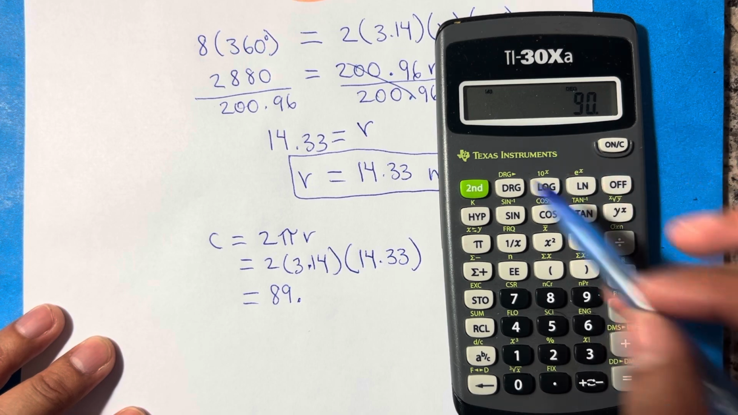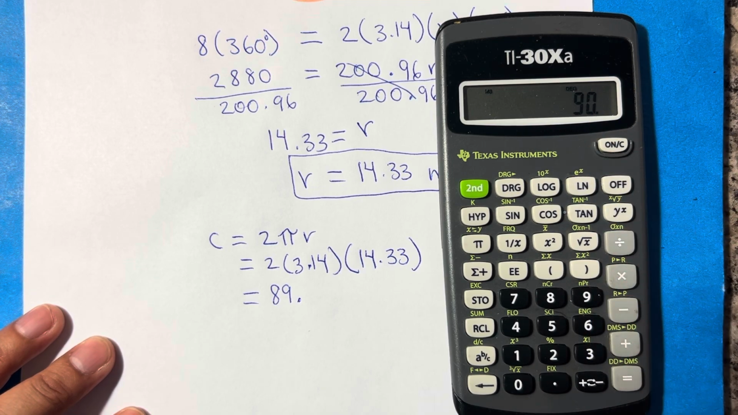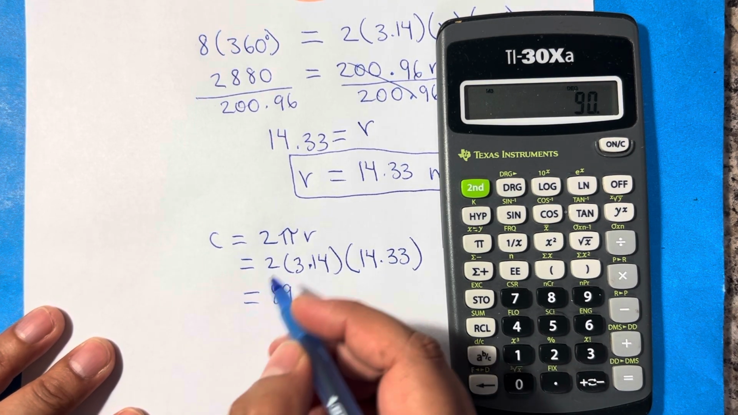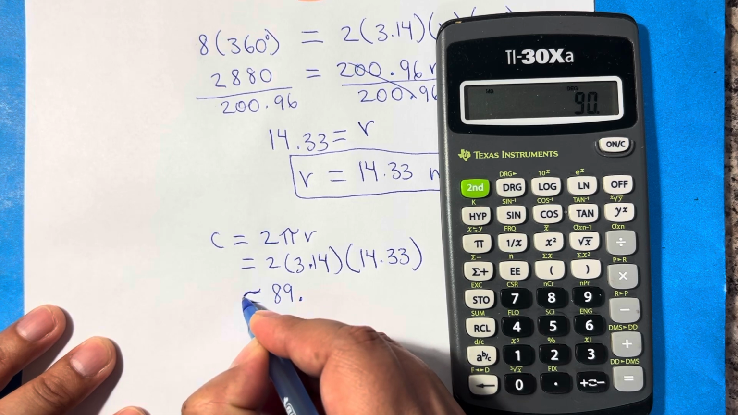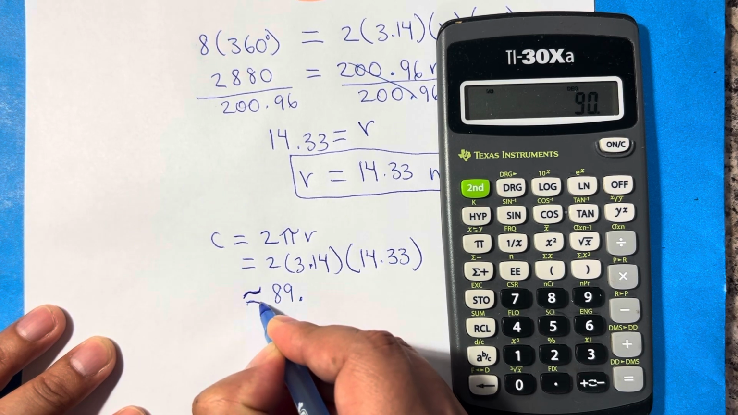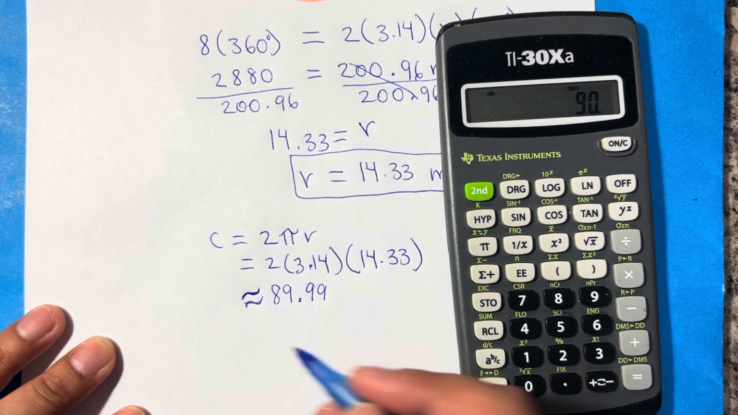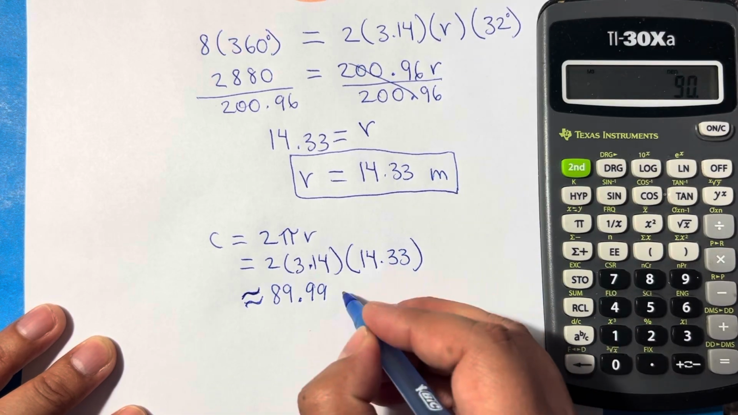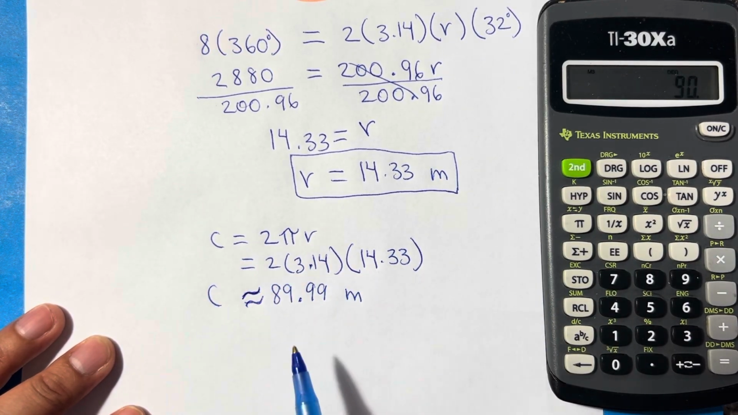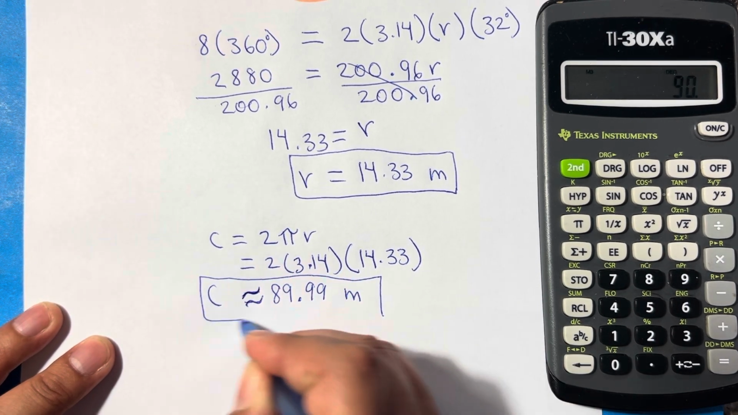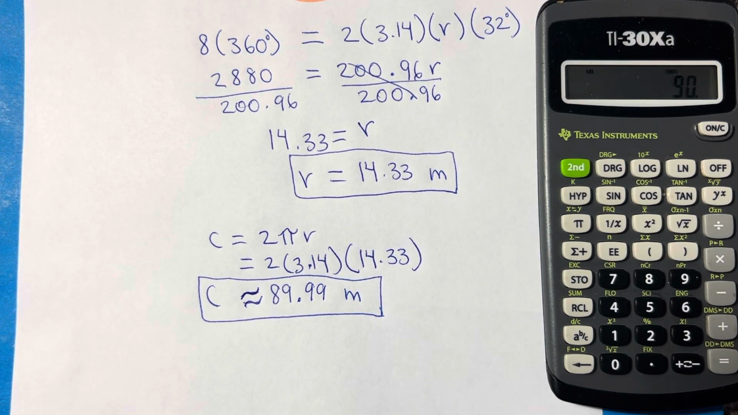The more decimal places that you use in here, it gets closer to the actual value. But when we round, then we get an approximation which actually should be represented by this symbol, about 89.99, or we just put equals 90, and again it will be meters. So the circumference is about 89.99 meters, and that will be for every time that we round. This is the symbol that we should use instead of equal, approximation.